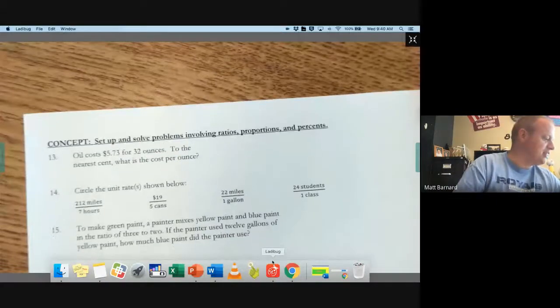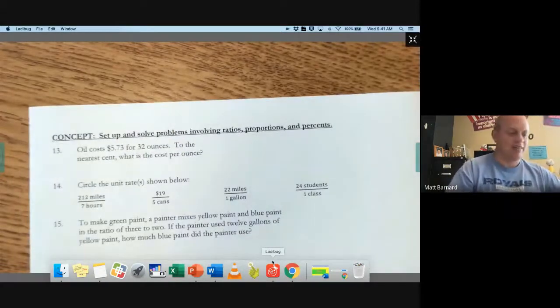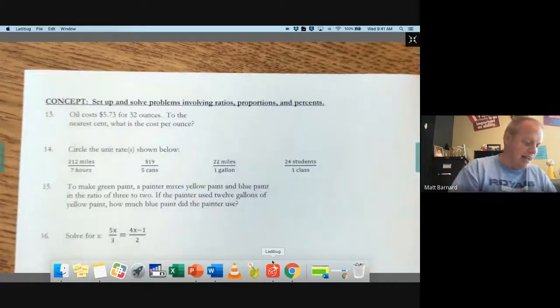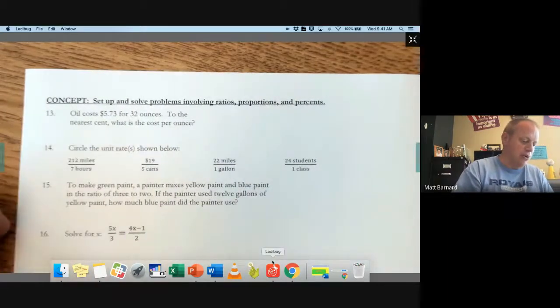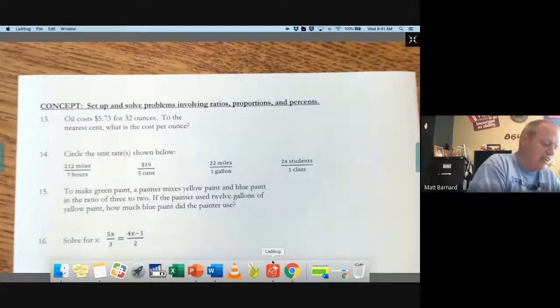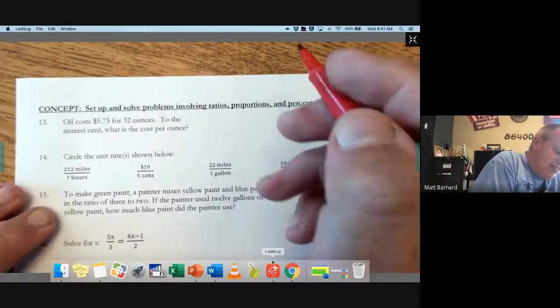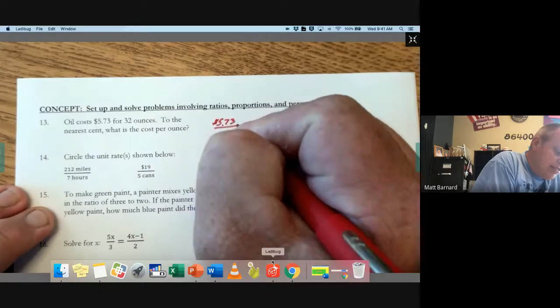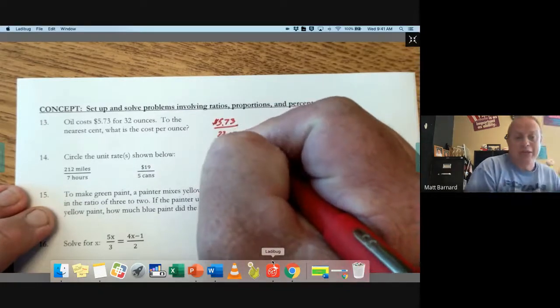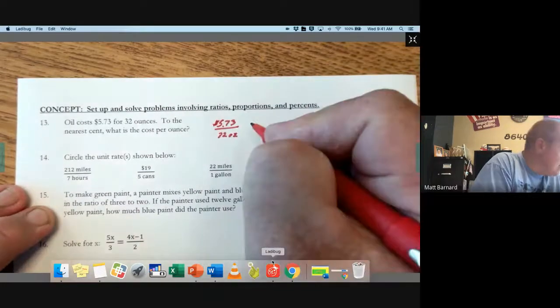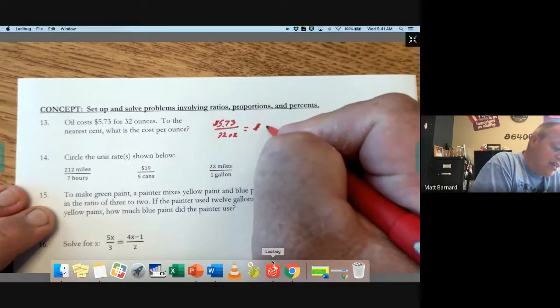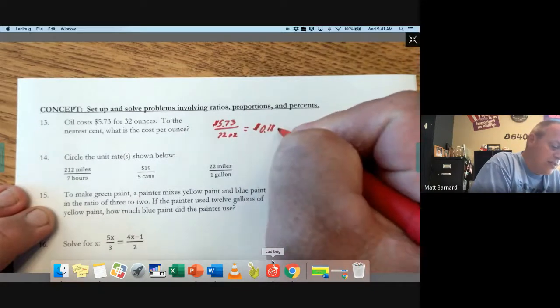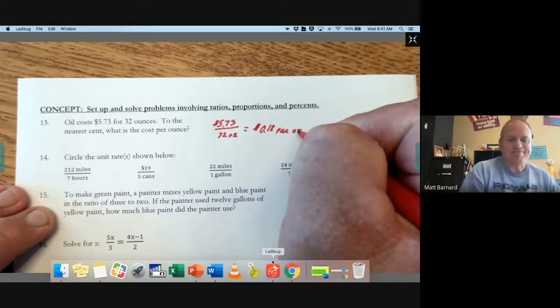All right, we're doing page 2 on the study guide here, so let's get after it. To the nearest cent, what is the cost per ounce? So cost per ounce tells me that I need to take $5.73 and divide it by 32 ounces. I'm going to round that, and I'm going to get 18 cents per ounce, and I'll label it as such.